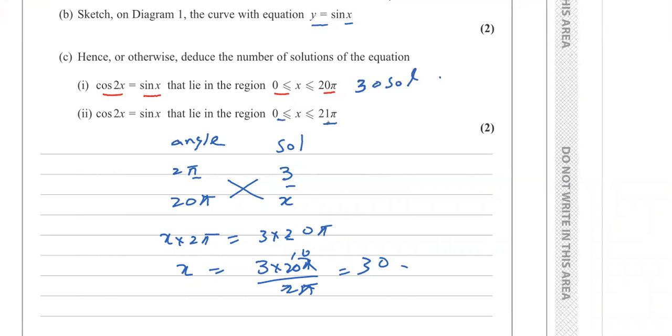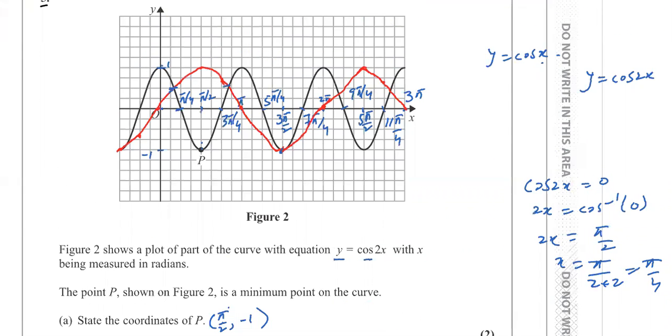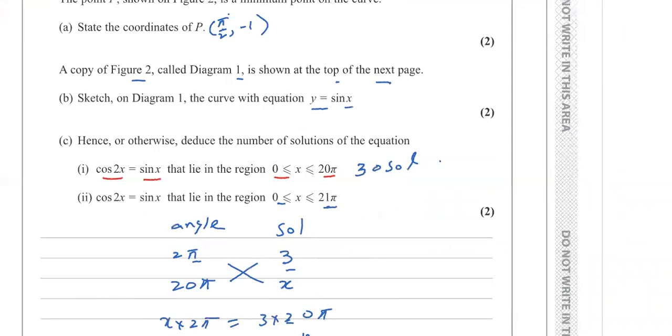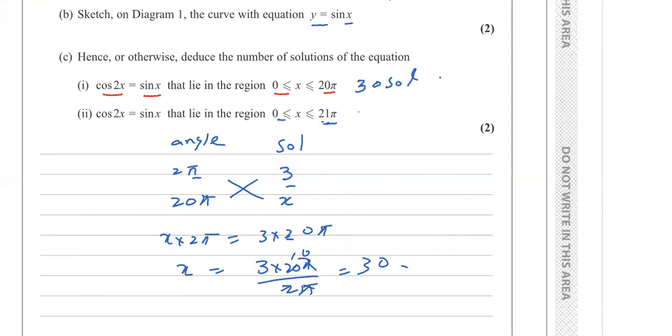Now from 0 to 21 pi. For each 1 pi, let's see how many solutions there are. For each 1 pi, you can see this 1 and 2 solutions. So after 20 pi has 30 solutions, for 21 pi there will be 32 solutions. That is the end of this question.